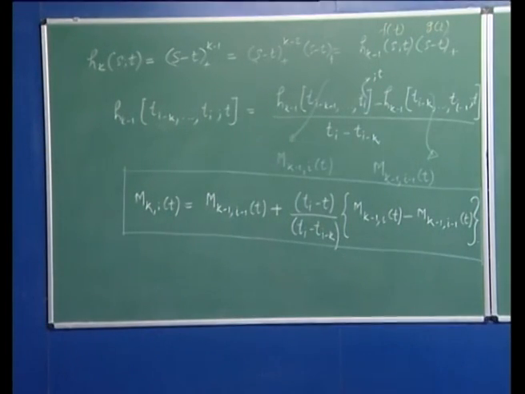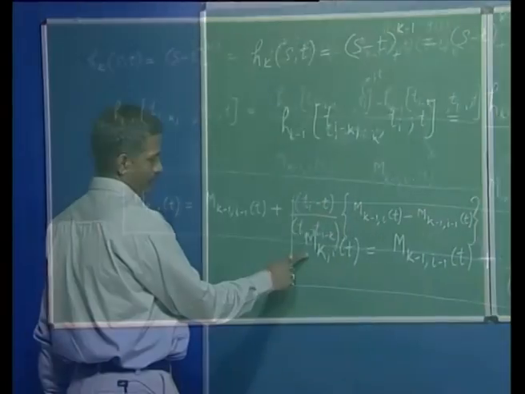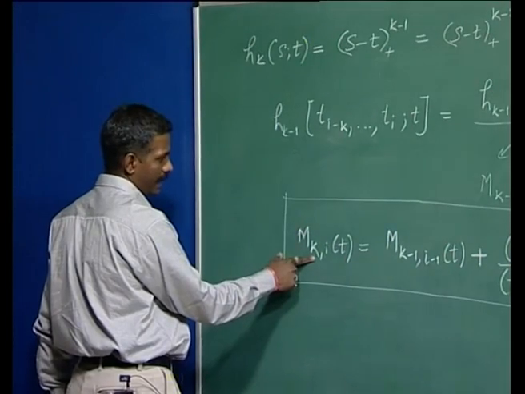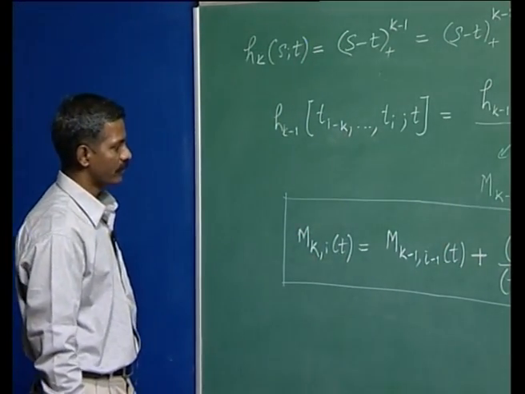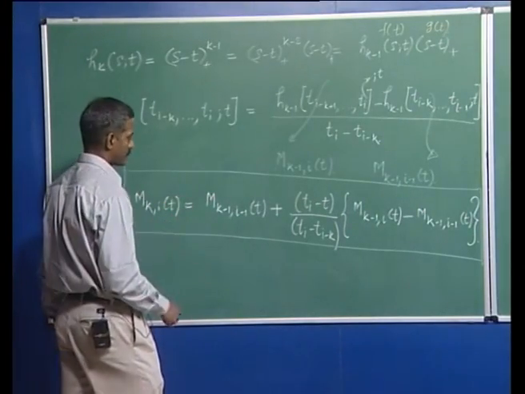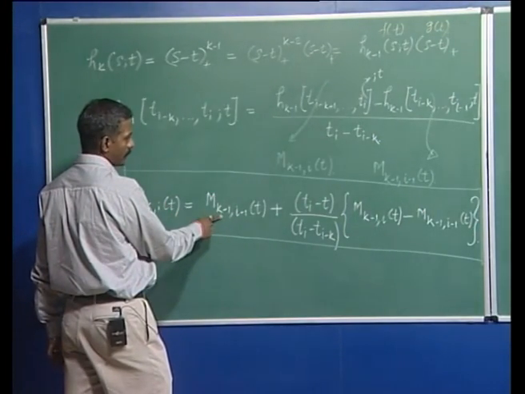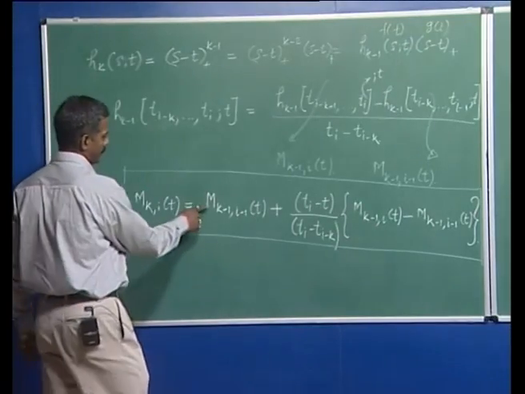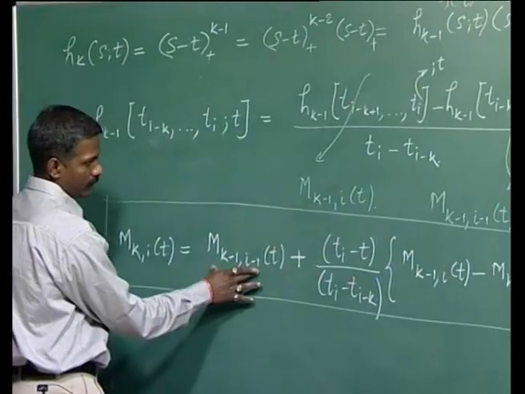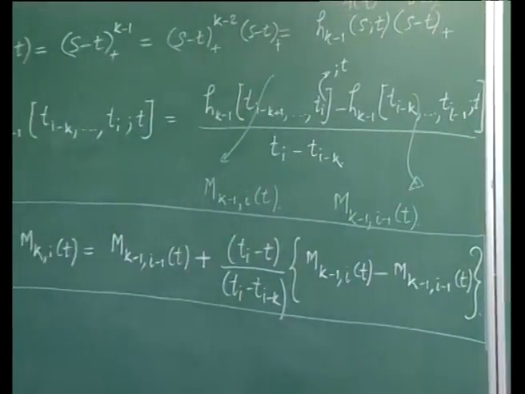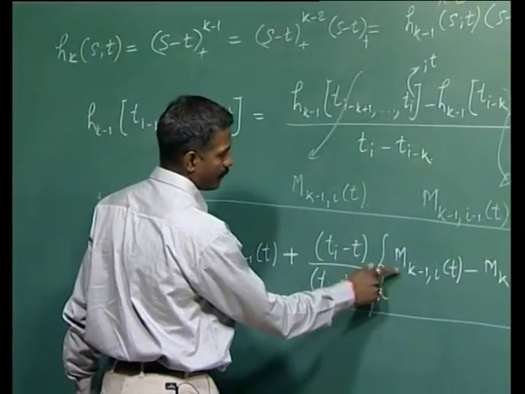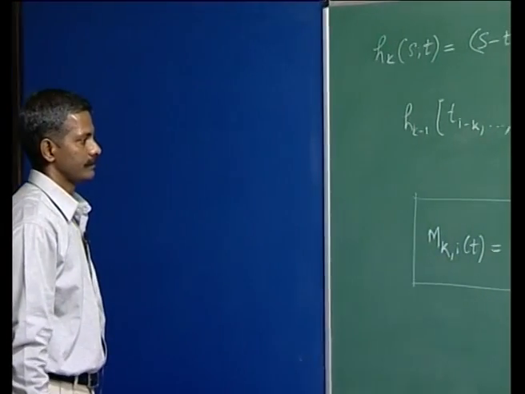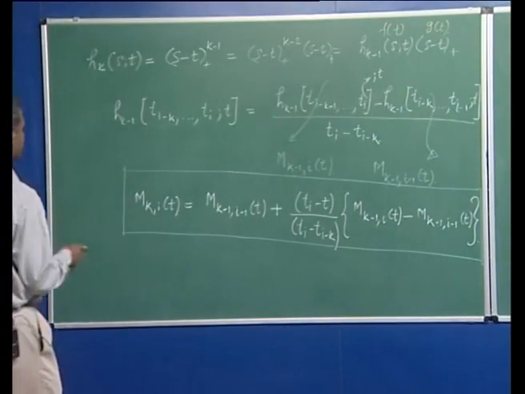What do we observe here? We observe that a B-spline basis function of order k can be written in terms of two B-spline basis functions, each of order k minus 1. The first B-spline basis function is M_{k-1,i-1}, and the second B-spline basis function is M_{k-1,i}. This is your recursion relation.